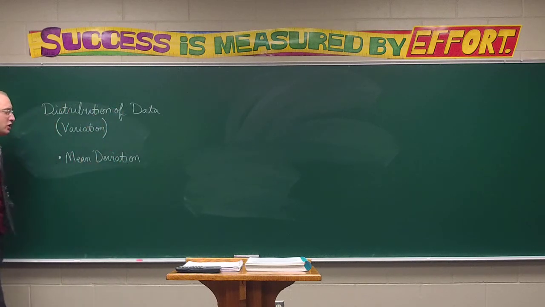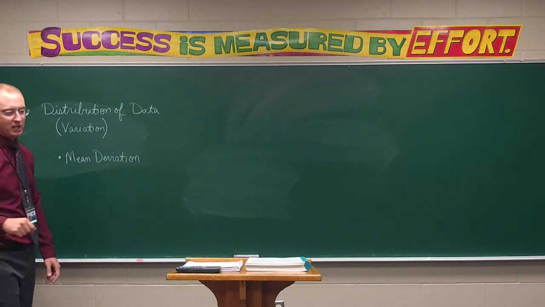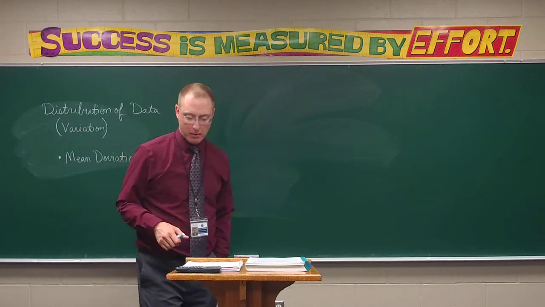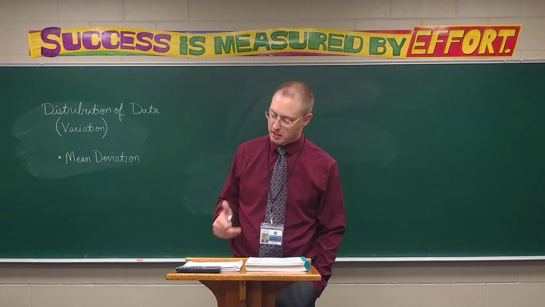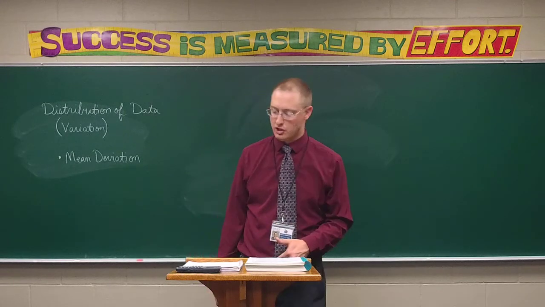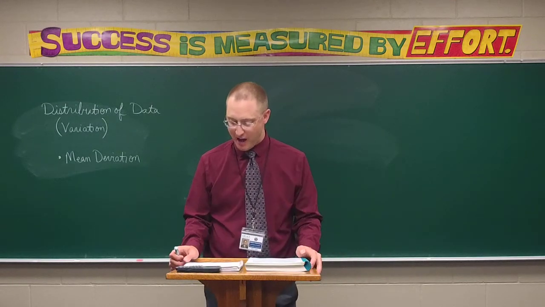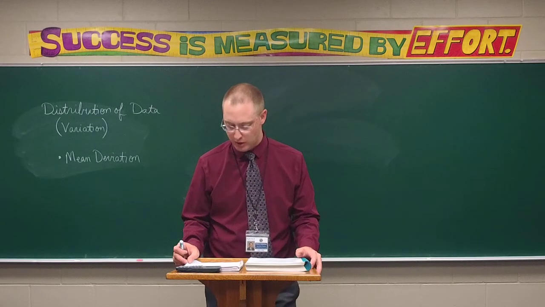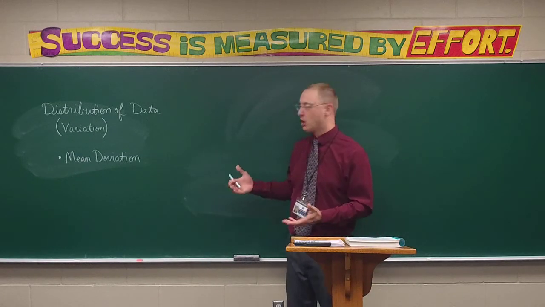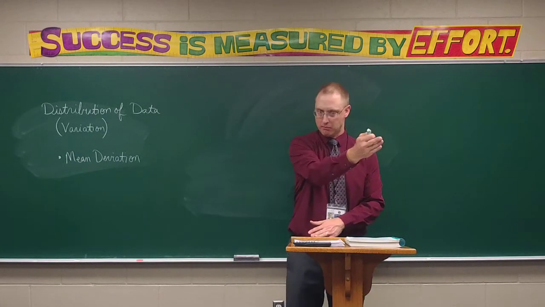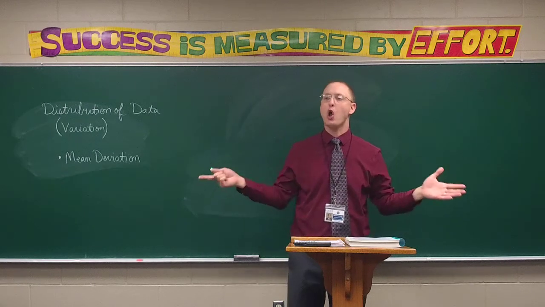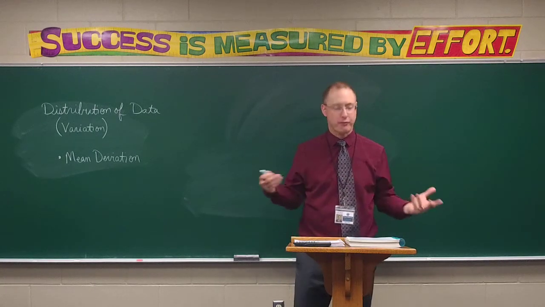Mean deviation, here's your definition. It's the average difference between each value and the mean. So if we want to know how much variation there is, we'll take each individual number in the set and see how big of a difference there is between that and the mean of the data set. And you take all of those differences and you average them together.